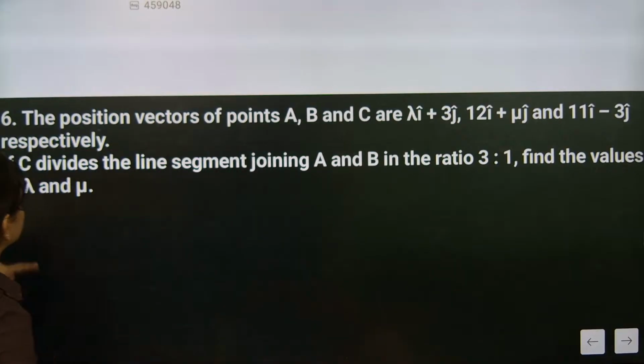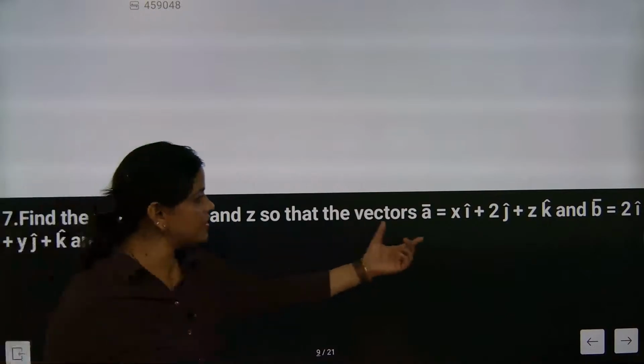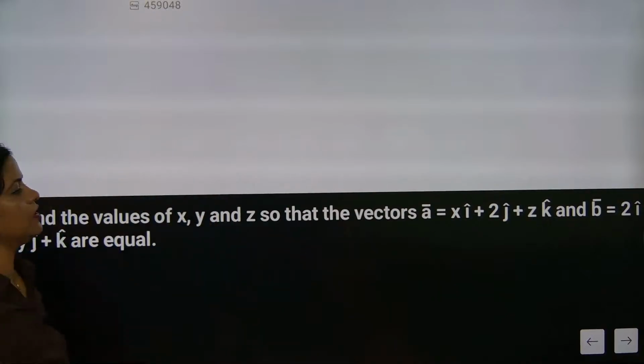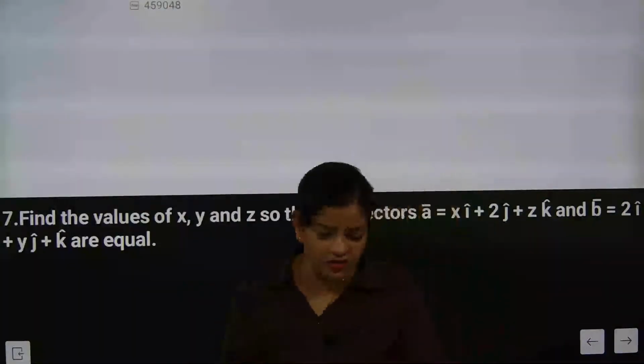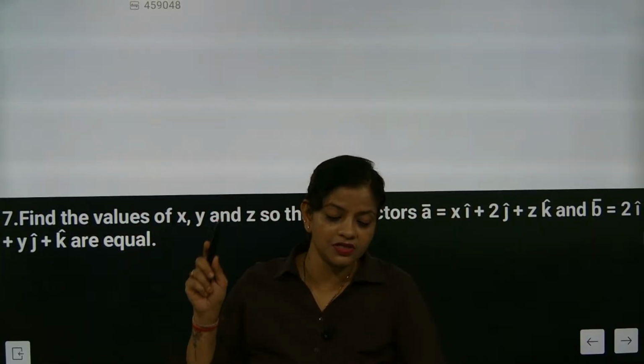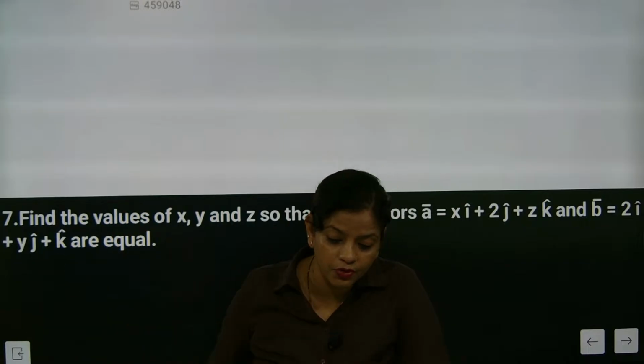So like these questions, we are going to do some of them. Find the value of x, y, z so that the vectors are equal. So definitely these are easy questions. See, internal section formula, external section formula. I'm just reminding you one by one how you are going to approach this part.